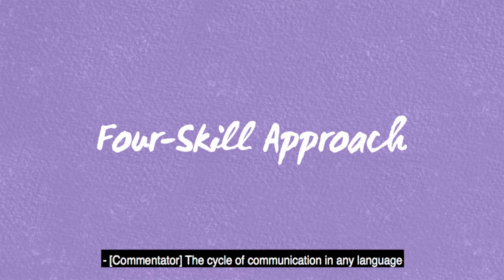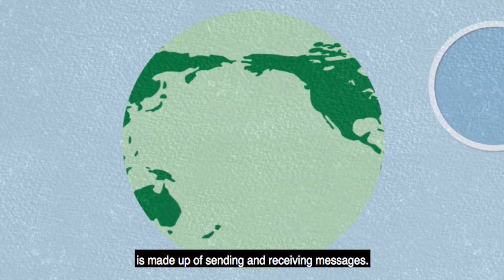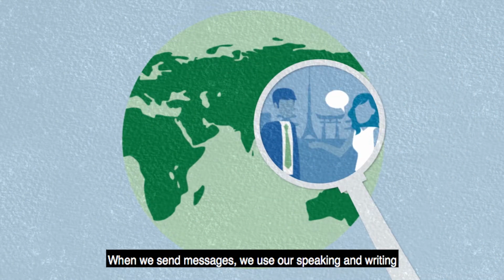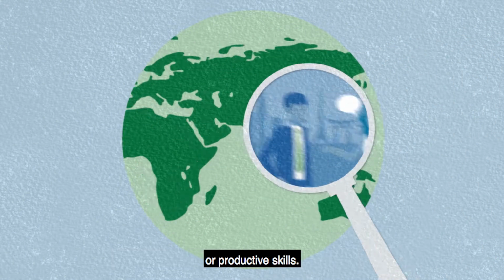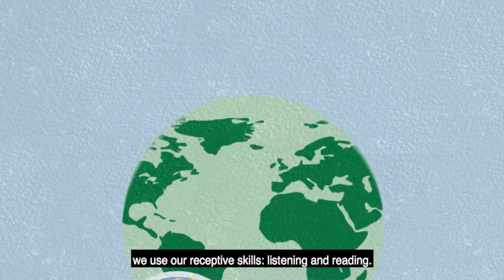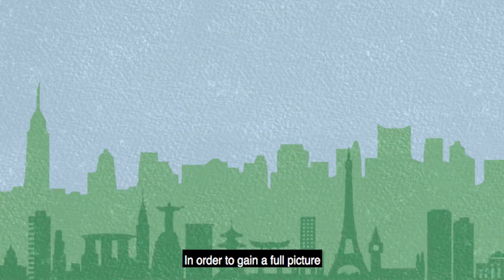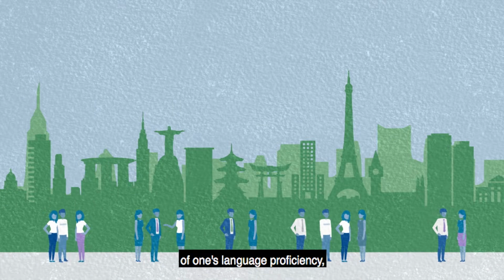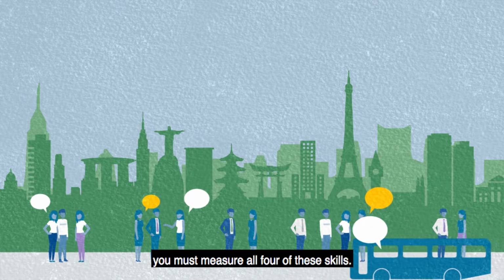The cycle of communication in any language is made up of sending and receiving messages. When we send messages, we use our speaking and writing, or productive skills. When we receive messages, we use our receptive skills, listening and reading. In order to gain a full picture of one's language proficiency, you must measure all 4 of these skills.